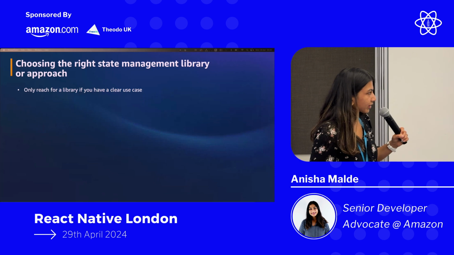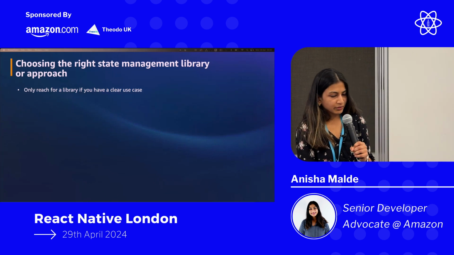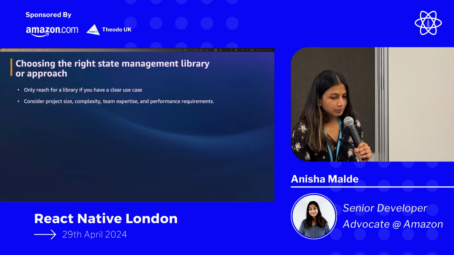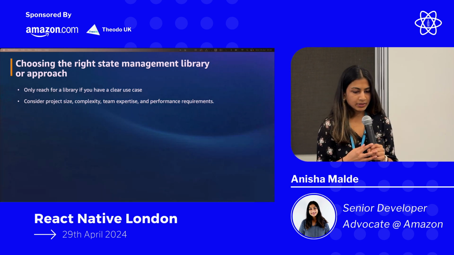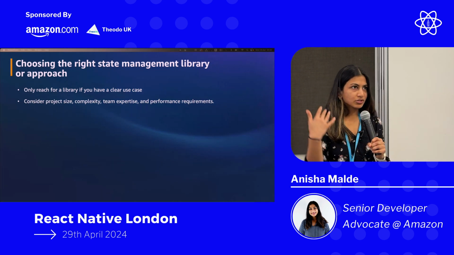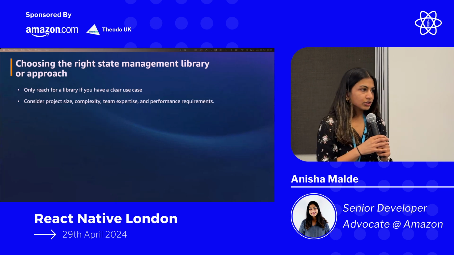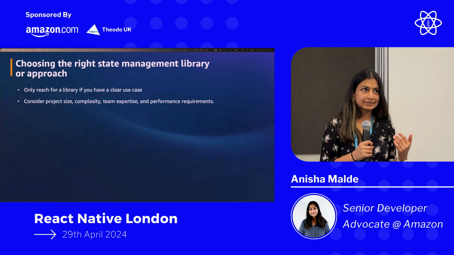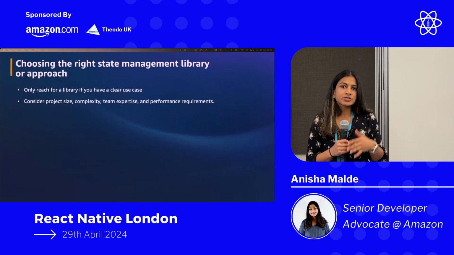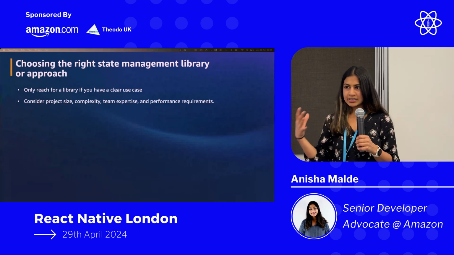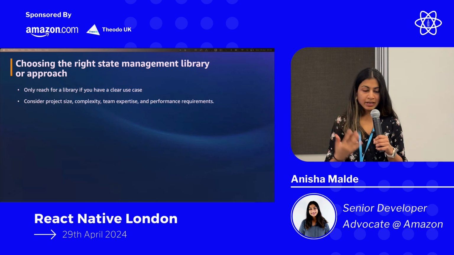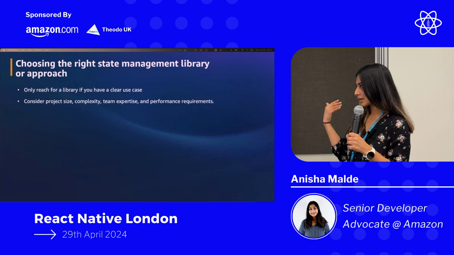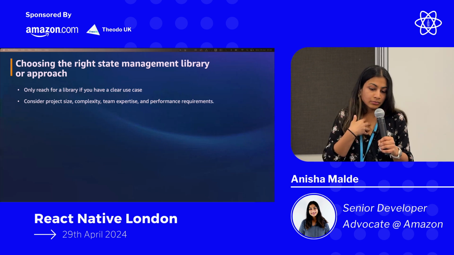So first, some generic advice. Only reach for a library if you have a clear use case. Don't just consider project size or complexity. Think about your performance requirements. And this is where I want you to take that table into consideration. So for example, centralized libraries are easier initially, but as the project scales, having all your state in one centralized library might make it harder to maintain down the line. So I think that's where that table will help you make those decisions and help me make the decisions.